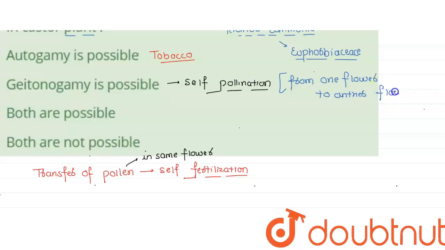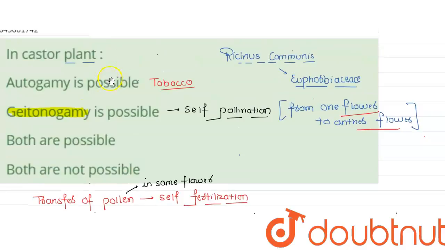That's why it is self-pollination, but at the same time it is from one flower to another flower and not within one flower. So this is the difference between autogamy and geitonogamy, and our right answer is option number 2, that is geitonogamy, because as far as the castor plants are concerned, geitonogamy is observed here. So our right answer is option number B.